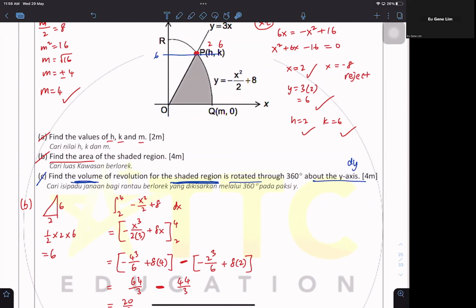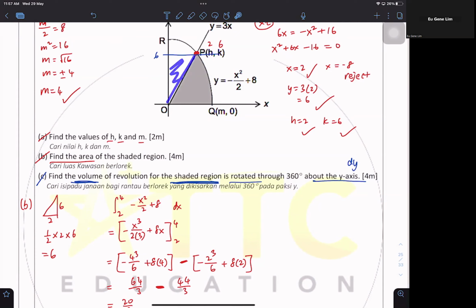Okay, then you think like this. When you integrate, you are finding the area between the curve and the y-axis, because now it's dy. So when you integrate, you are actually finding the area between the curve and the y-axis, right? Then you have to minus this part, right? This is how you find area.